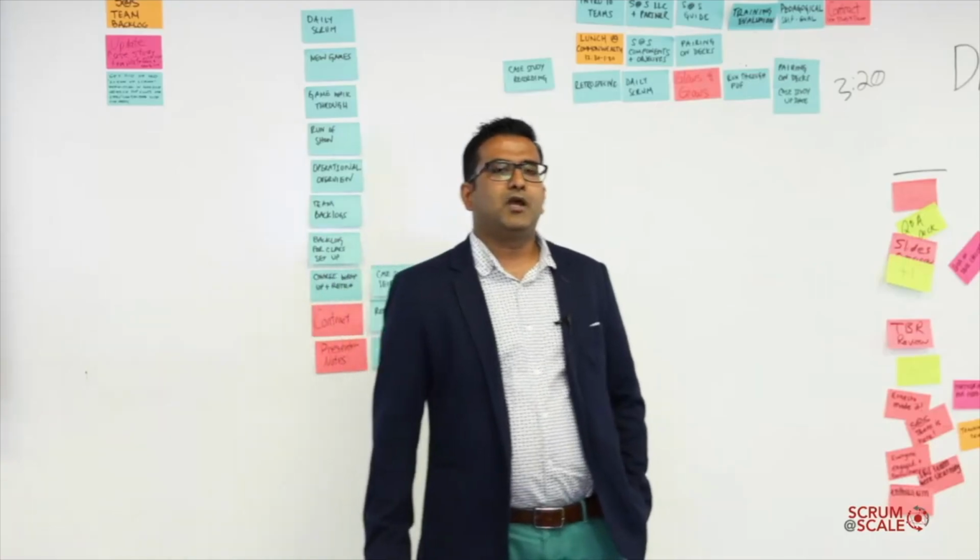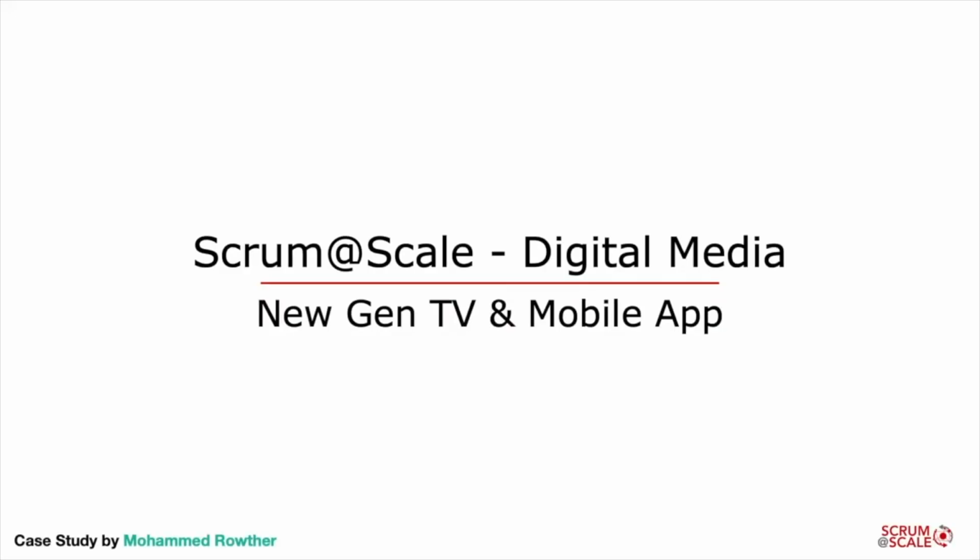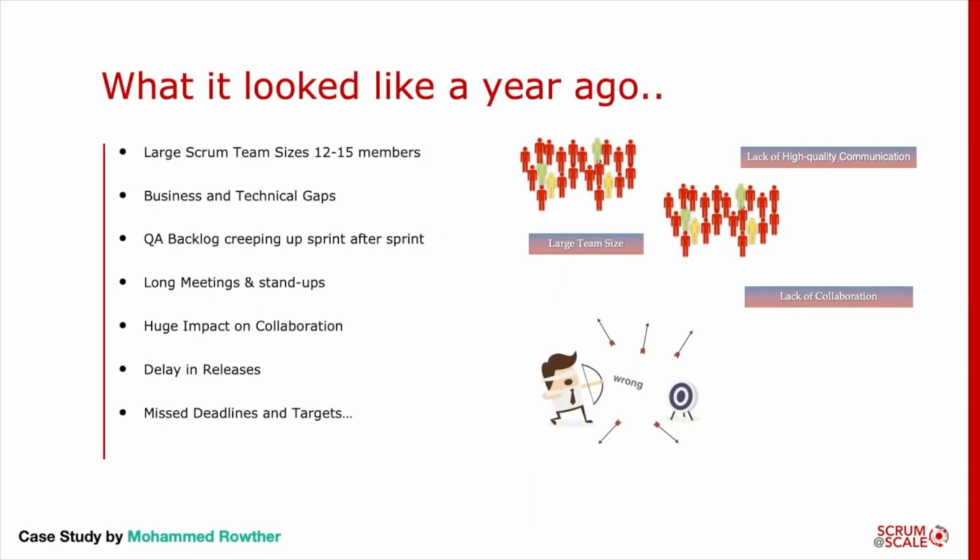I'm going to talk about how we used Scrum at Scale in a digital media organization. We were developing a new generation TV and a mobile app. So what it looked like a year ago when we started off with a waterfall model, we had a large Scrum team, which was more waterfall-y. We had about 12 to 15 members.